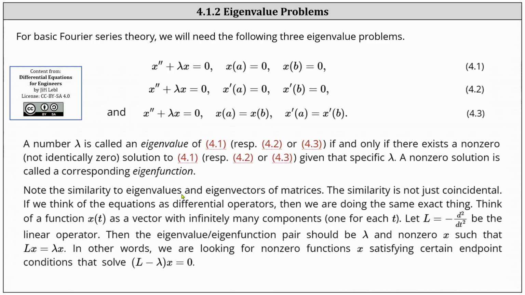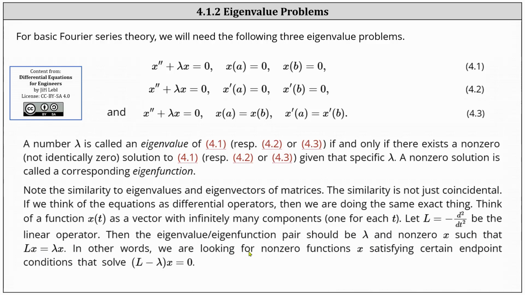Note the similarity to eigenvalues and eigenvectors of matrices. The similarity is not coincidental. If we think of the equations as differential operators, then we are doing the same exact thing. Think of a function x of t as a vector with infinitely many components, one for each t. Let L, equal to the opposite of the second-order differential operator with respect to t, be the linear operator. Then the eigenvalue-eigenfunction pair should be lambda and a non-zero x such that Lx equals lambda x.